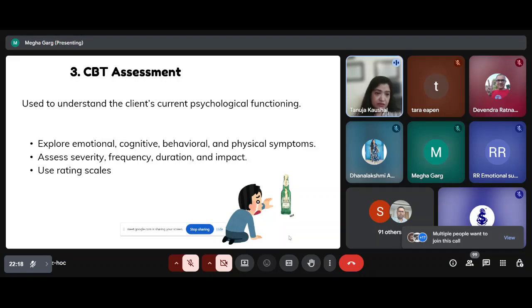As I said, establishing baseline is very important because you know where exactly the client is, and you set very realistic and clear therapy goals based on this. Plus, you are able to track changes throughout the progress of therapy.